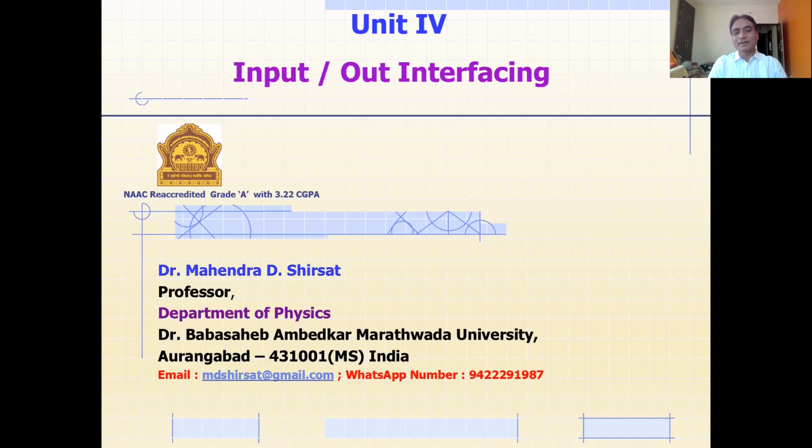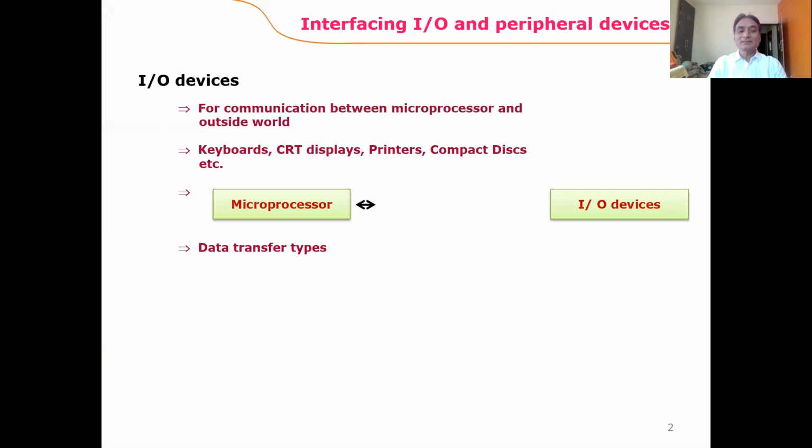Now, as far as 8086 interfacing is concerned, there could be two different topics of interfacing. One is memory interfacing, the other is input-output interfacing. In fact, we don't have memory interfacing included in the curriculum. Therefore, we are going to discuss the various aspects of I/O interfacing. This is what I was talking about, interfacing of I/O and peripheral devices. Peripheral devices means the devices which are in the periphery of the 8086 microprocessor.